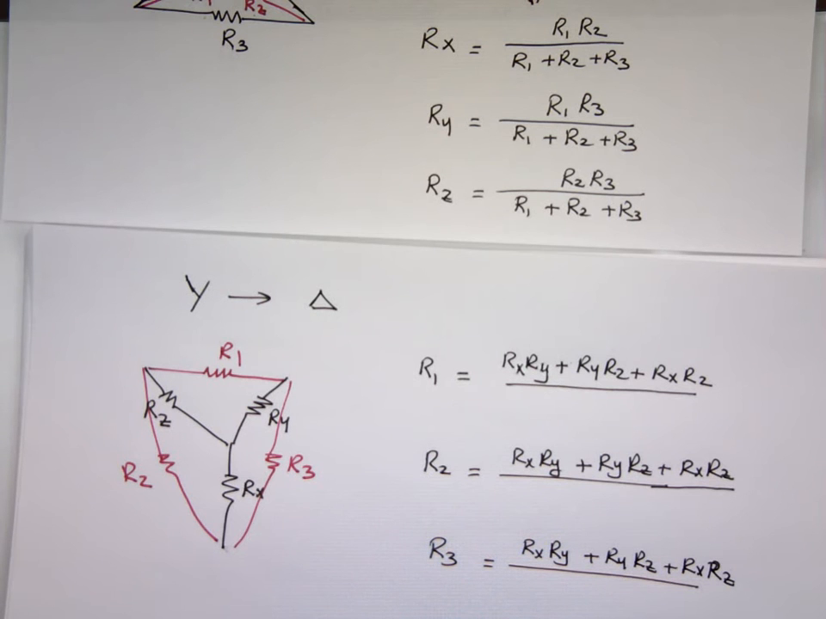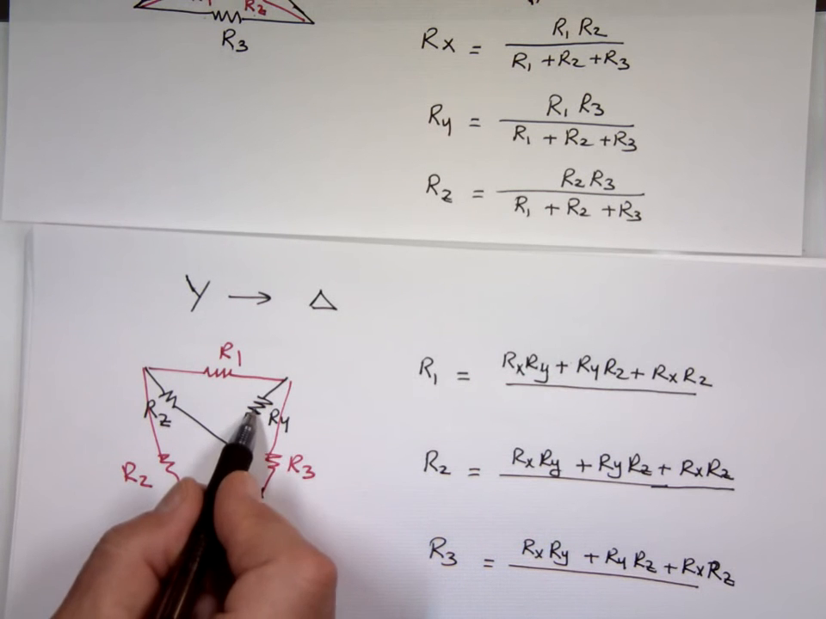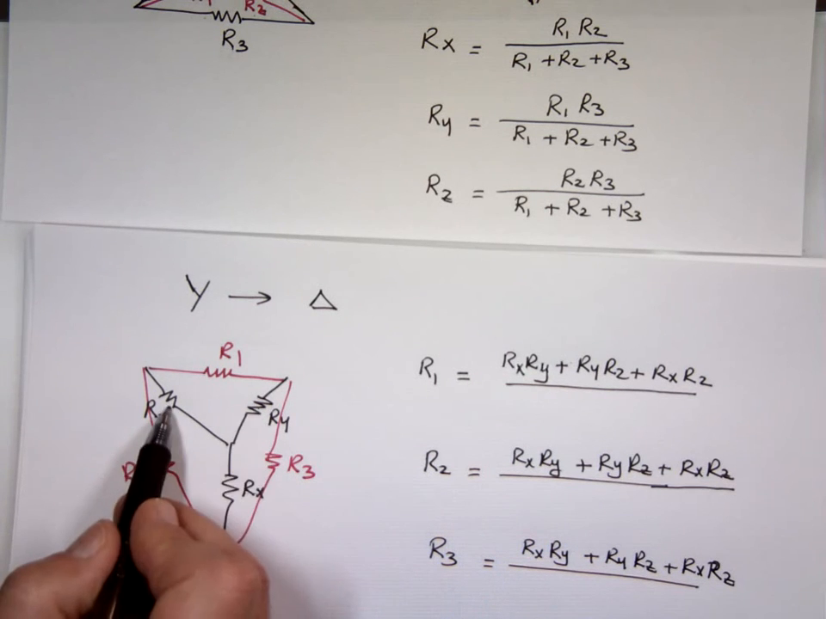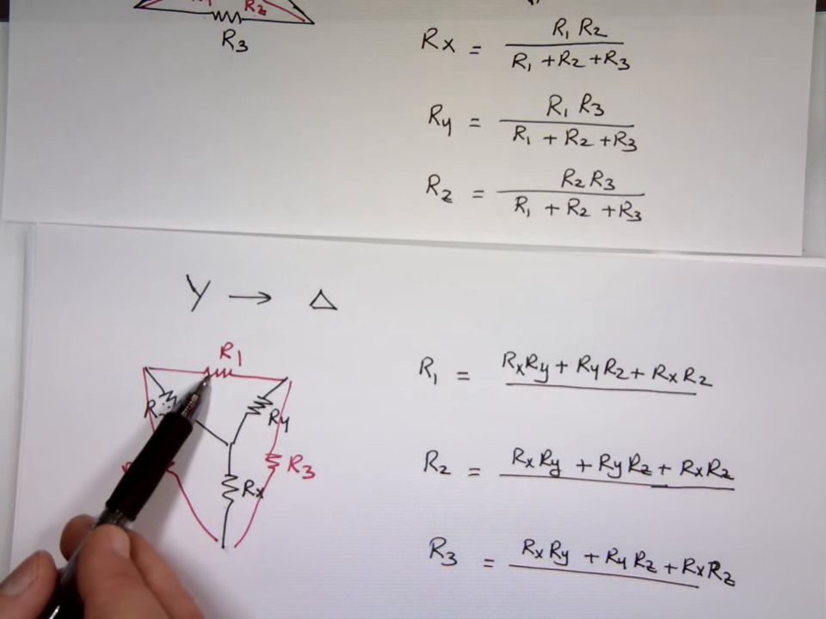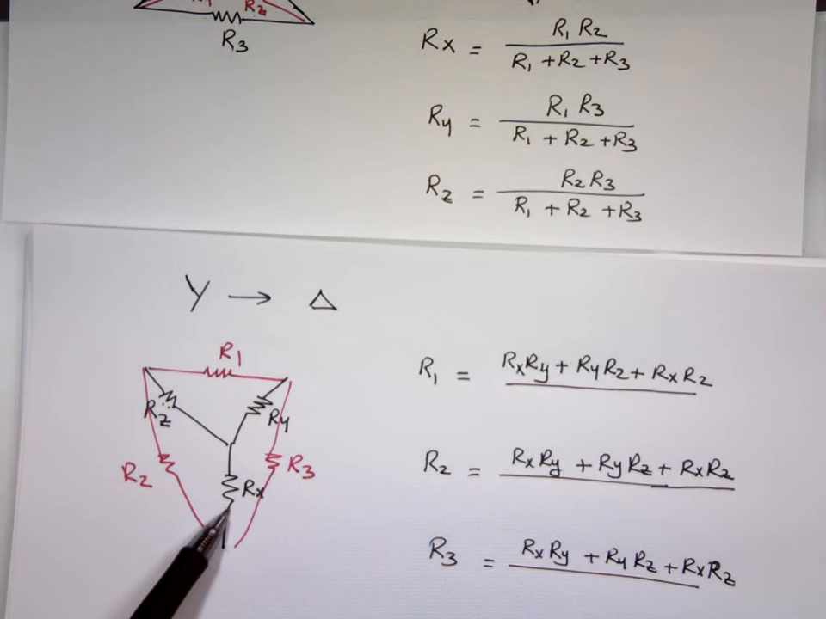So basically what I did, I started this times this, plus this times this, plus this times that. Now what's going to go on the bottom? Looking at my picture, this is my R sub 1. What is the resistor opposite to R sub 1? Rx, that's the bottom.